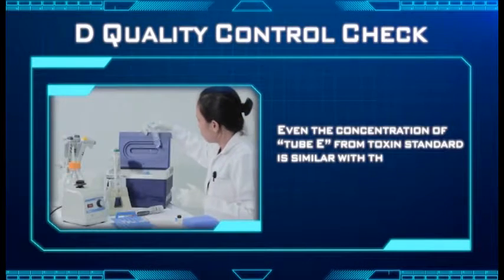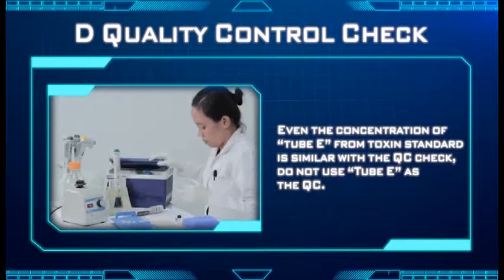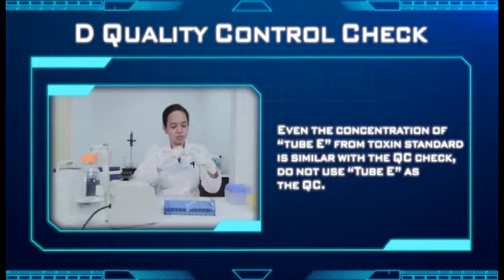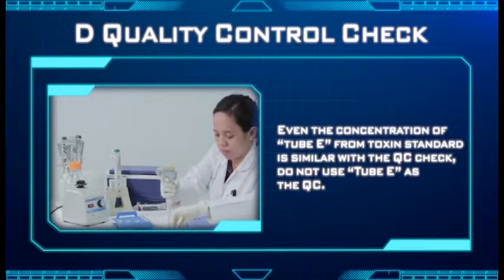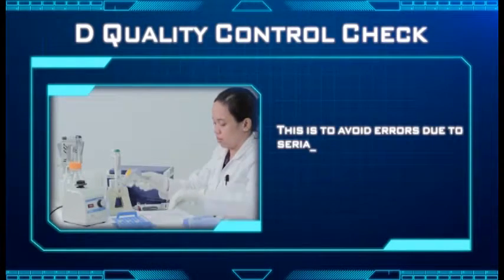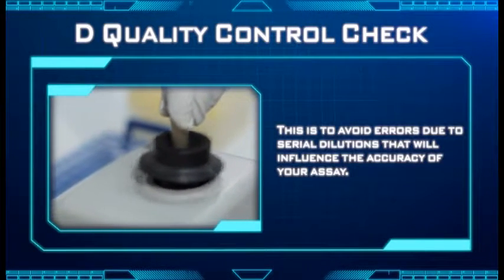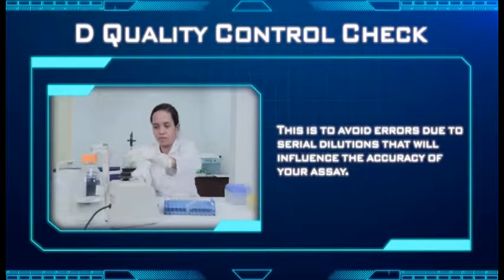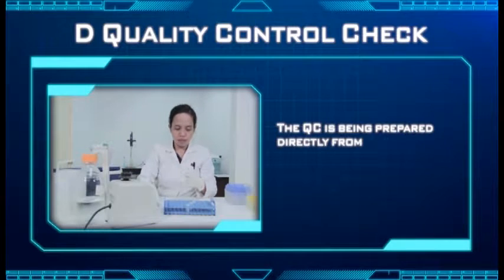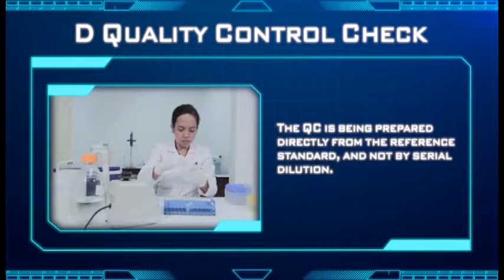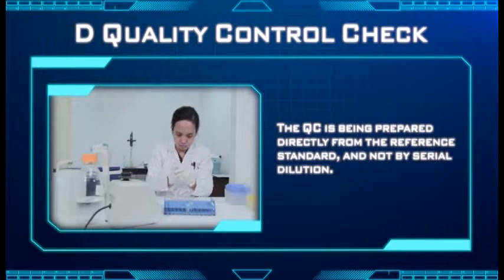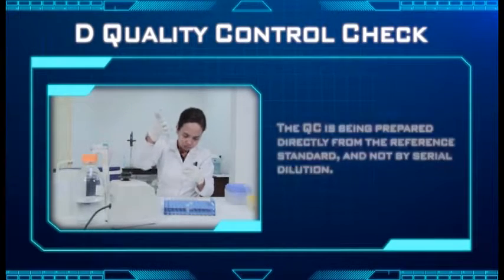Even the concentration of tube E from the toxin standard is similar to the QC check. Do not use tube E as the QC. This is to avoid errors due to serial dilutions that will influence the accuracy of your assay. The QC is prepared directly from the reference standard and not by serial dilution.